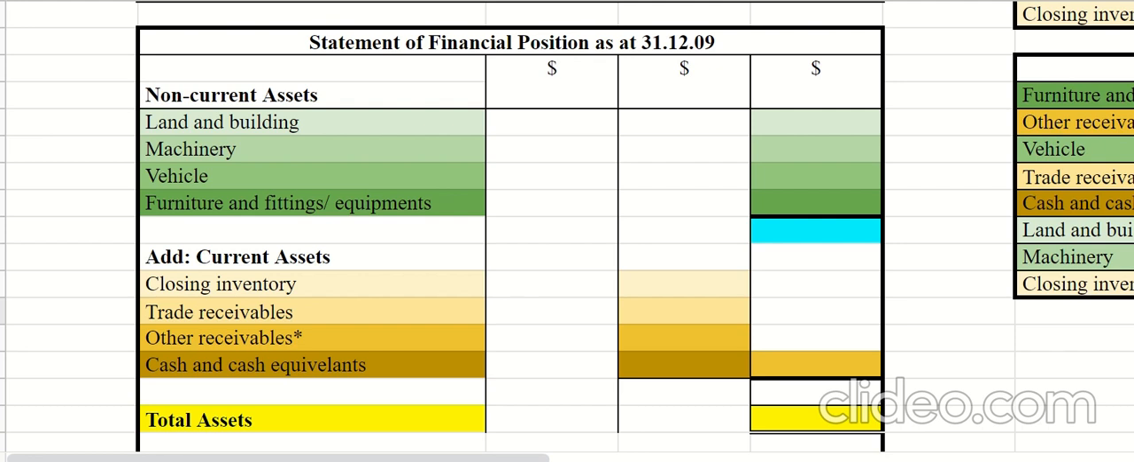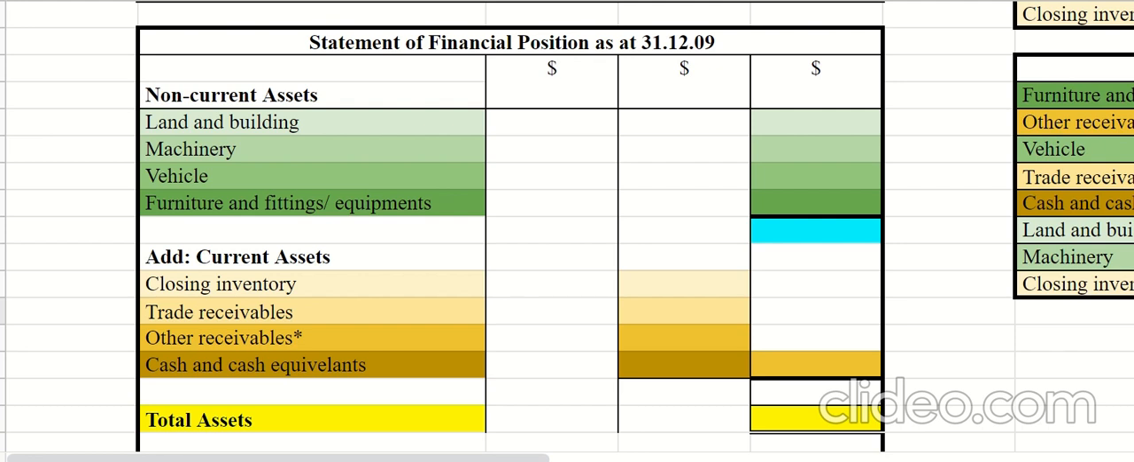The second element to focus on is current assets. There are four current assets that you target. The types of such current assets are closing inventory, trade receivables, other receivables, cash and cash equivalents. Remember, cash and cash equivalents means you include the value of the cash balance as well as the bank balance. Also, you should ensure to write the information of current assets in the same order as we focus on the liquidity of the current assets.